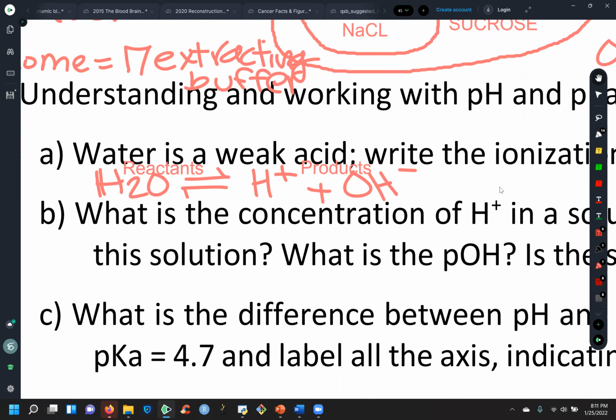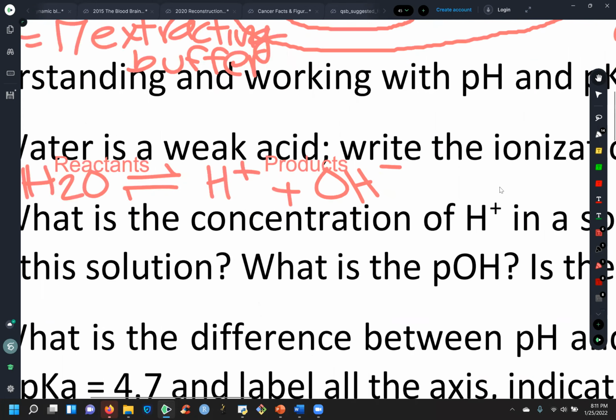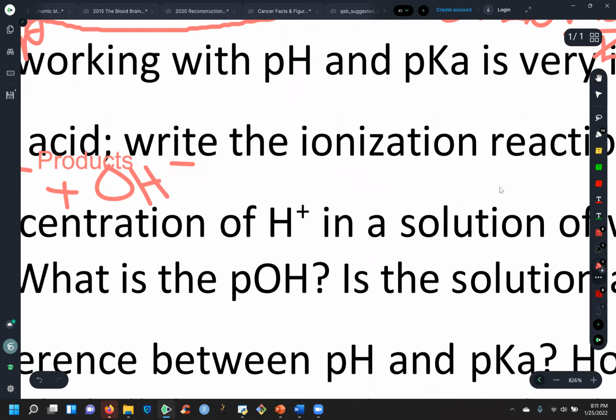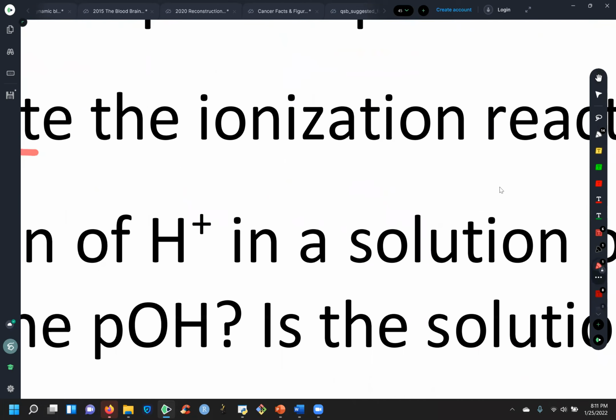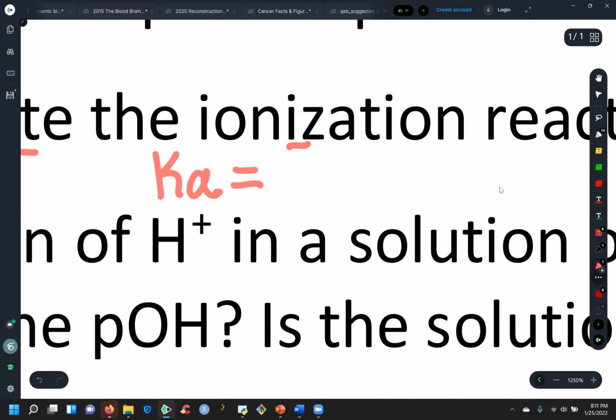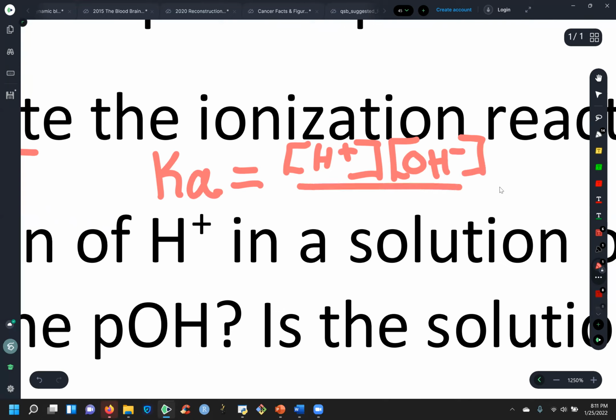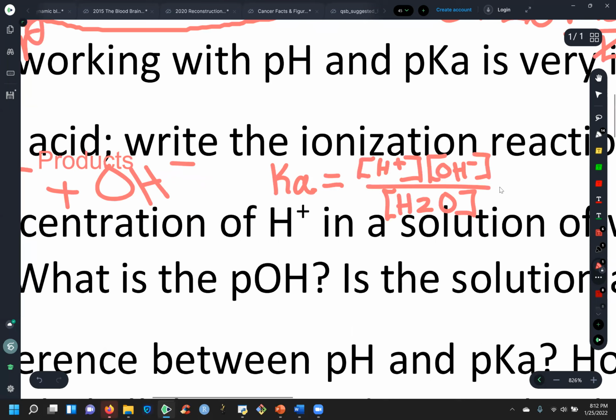So for example, they give you this one right here. Ka, the acid dissociation constant, is equal to the products, which are the hydrogen ion or the proton, times the concentration of the hydroxyl ion, divided by the reactant, and the reactant was just water. Okay, and that's it for that.